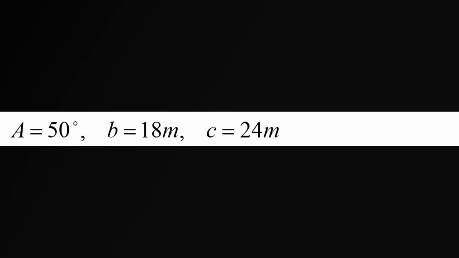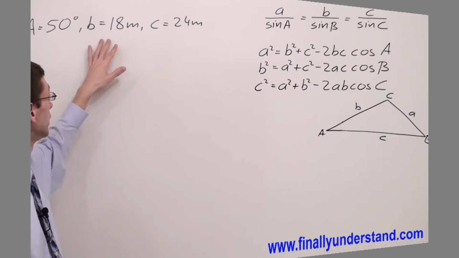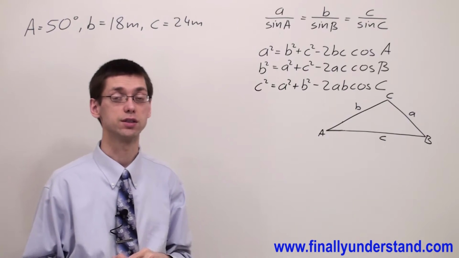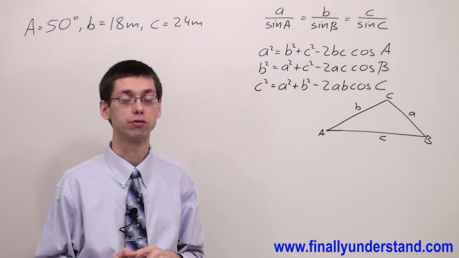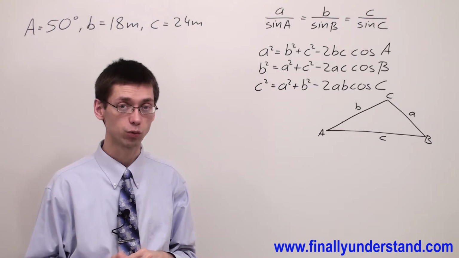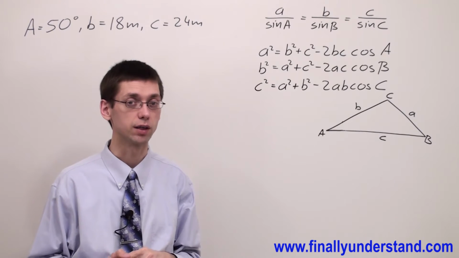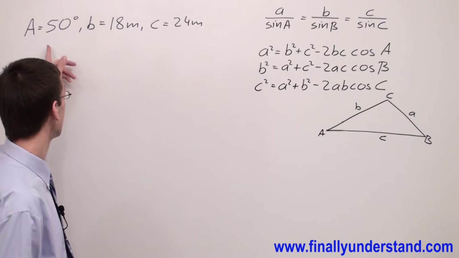We have another example on the board. This time we have given angle A, side B and side C. Please notice that this time we have no given side which is opposite to given angle. We don't have side A.